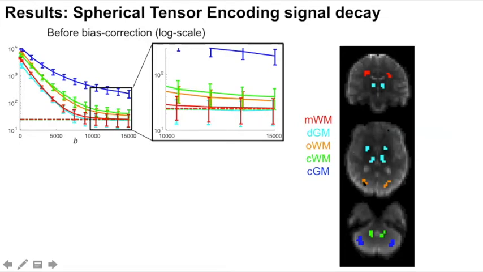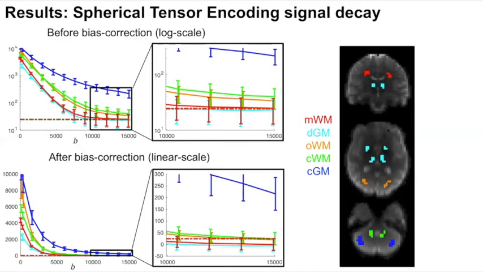But in the occipital white matter and the cerebellar white matter, the signal is significantly above the noise floor. So there's still remaining signal there. And then in cerebellum gray matter, there is just a lot more signal still there. So after bias correction, we can study the signal a little bit more quantitatively. So this is what we used to fit our models.